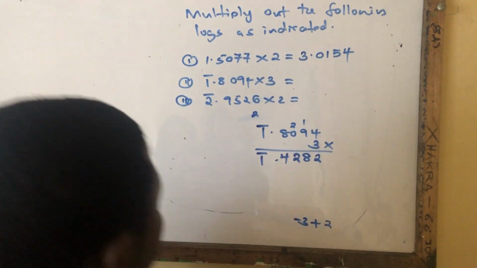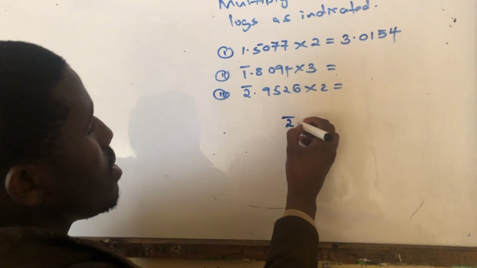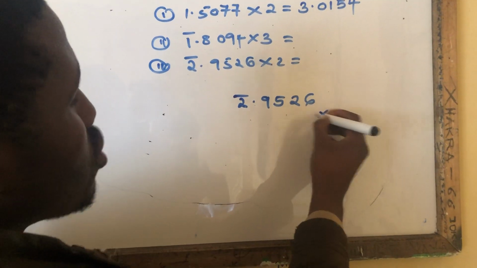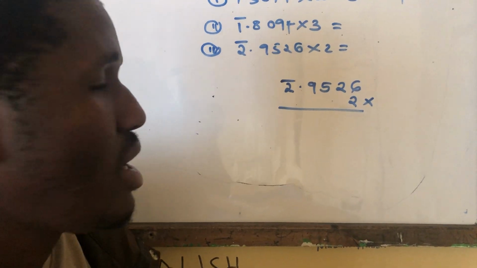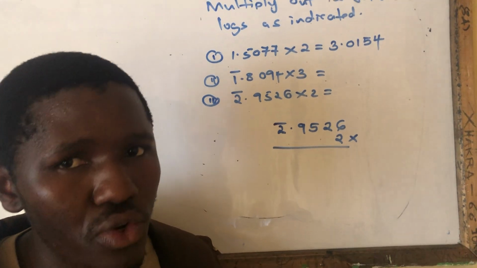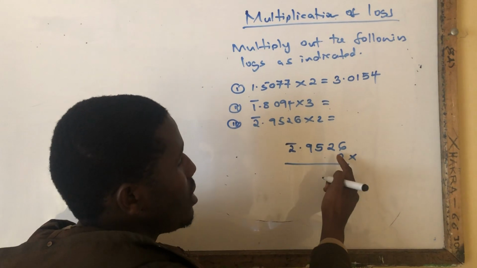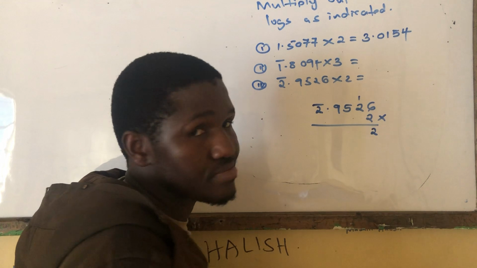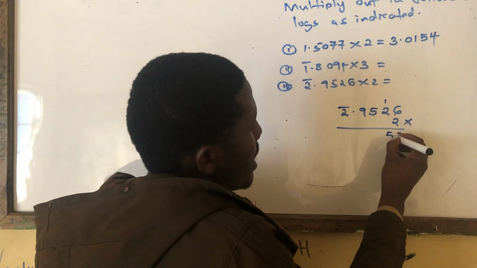That now takes us to the third one. As for the third one, we have got 2.9526. We want to multiply by 2. How do you multiply the two logs? Again, follow me. Like I've cautioned you, minimize the use of a calculator. It will give you answers which don't work for logarithms. So what do we have? What is 2 multiplied by 6? That will be 12. We carry 1. 2 times 2 will be 4, plus the one we carried should give us 5.